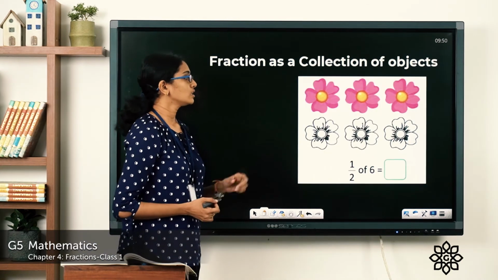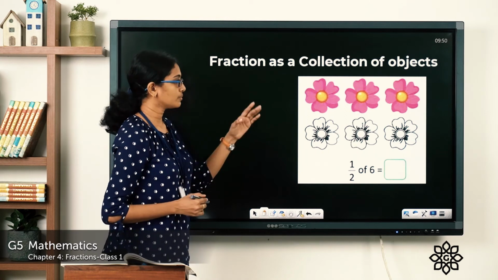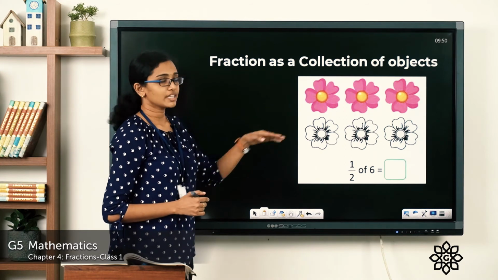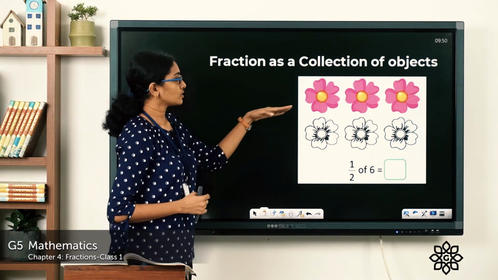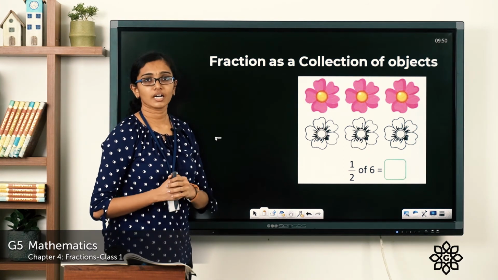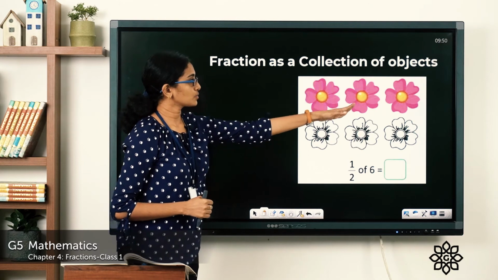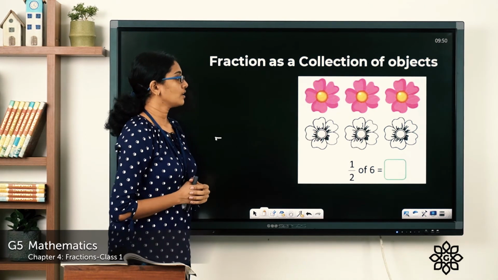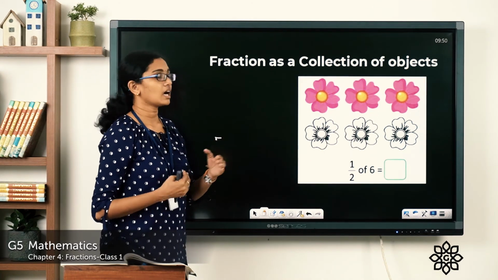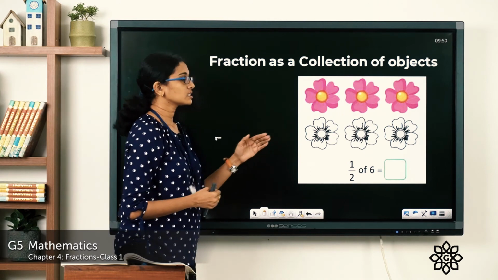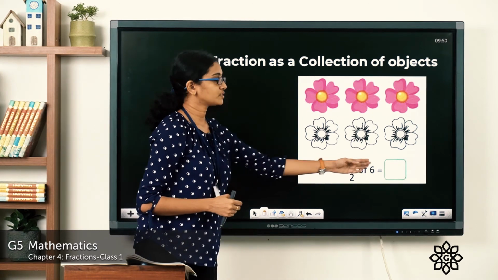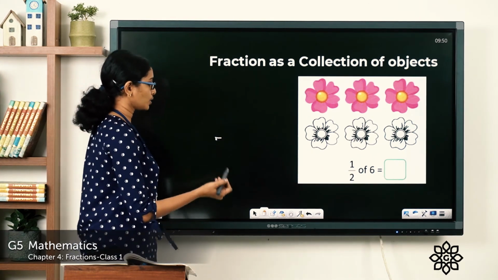Now, you see a collection of flowers here. How many flowers are here? There are 6 flowers here and they are arranged in 2 sets, right? So, they are divided into 2 parts. And what fraction of the flowers are colored? 1, 2, 3 out of these 6 flowers are colored, right? So half of it, or 1 by 2 of the 6, are colored here. Now, since this is a small collection, it's easier for you to find out the answer, what is half of 6. So if it's a bigger collection, what do we do?